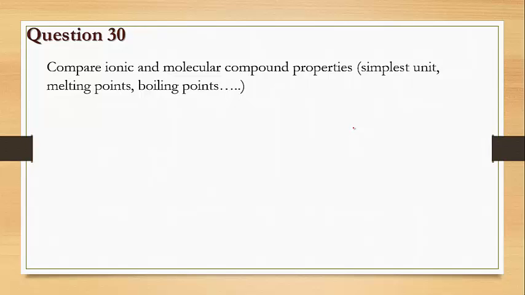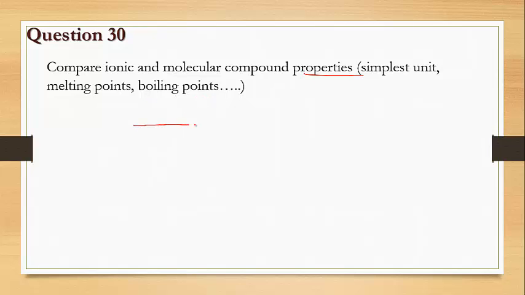All right, we're on to video 5 here, going through questions 30 through 34, getting into the naming and writing of formulas, and also talking again about the ionic covalent properties. So let's start off with that, comparing those ionic and molecular compound properties. This is, again, that table that I was talking about at the end of that previous video. So we want to talk about the simplest unit, the melting points, boiling points, and so forth.